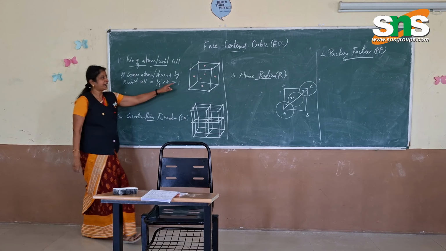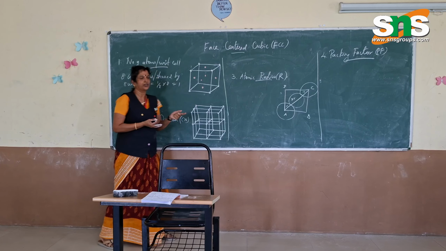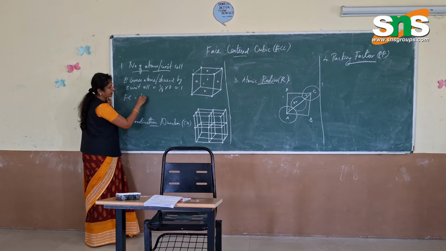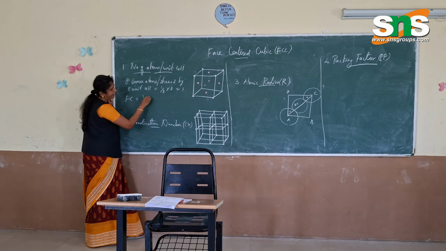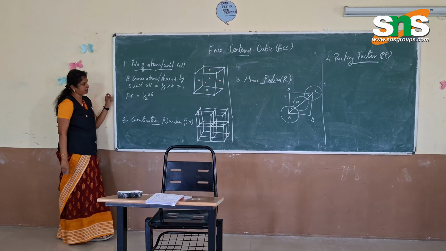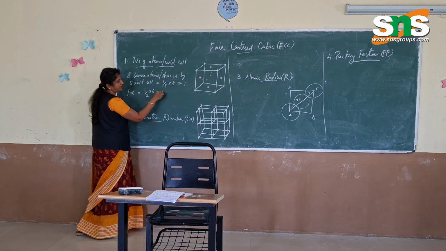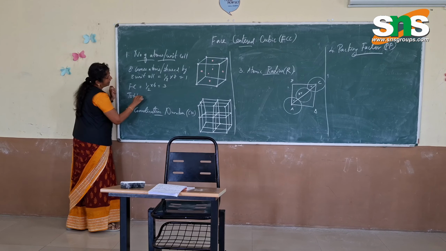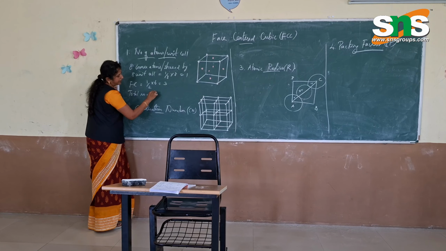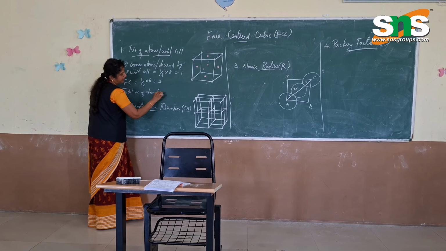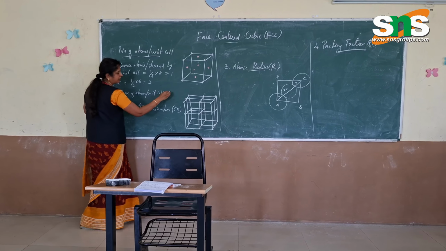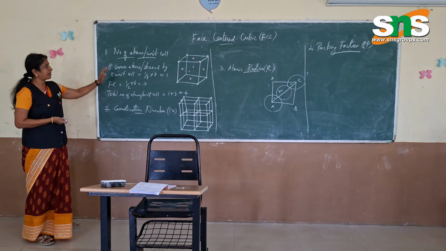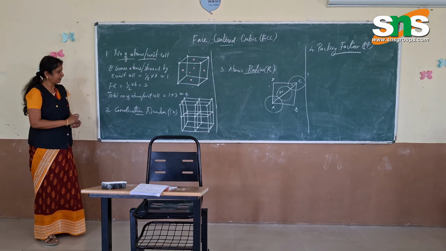And every face-centered atom is shared by 2 units, so that is nothing but a half. And here we have 6 face-centered atoms. So we can calculate 1 by 2 into 6, that is equal to 3. So total number of atoms per unit cell is 1 plus 3, that is equal to 4. So number of atoms per unit cell is 4.